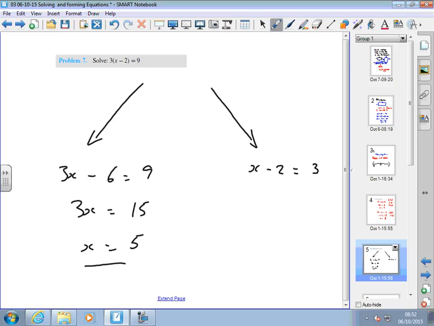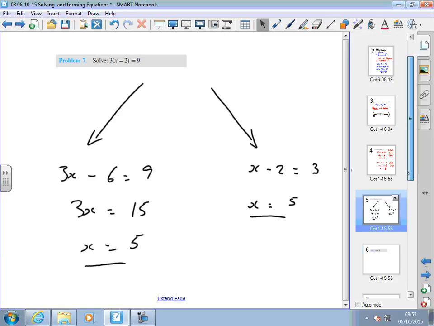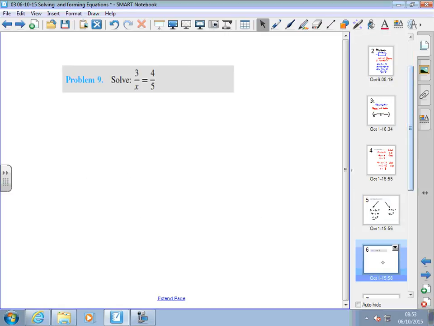Dividing both sides by 3. And then, well, how do I get x? Just add 2 to both sides. X equals 5. Same answer, look. So neither of them is correct. They're just different ways to do the same thing. Here's another one.